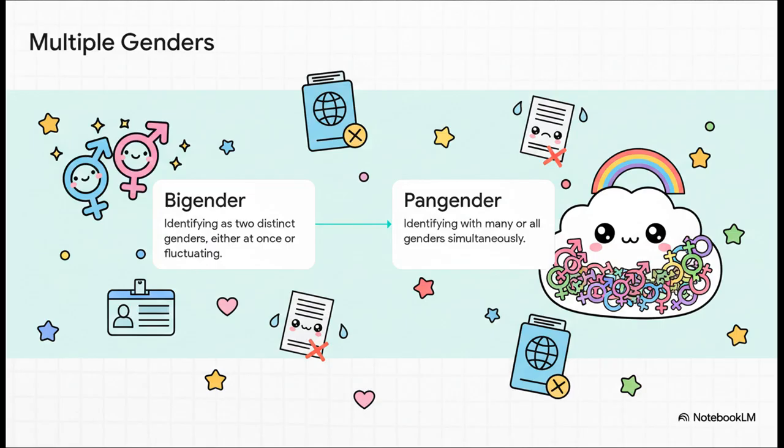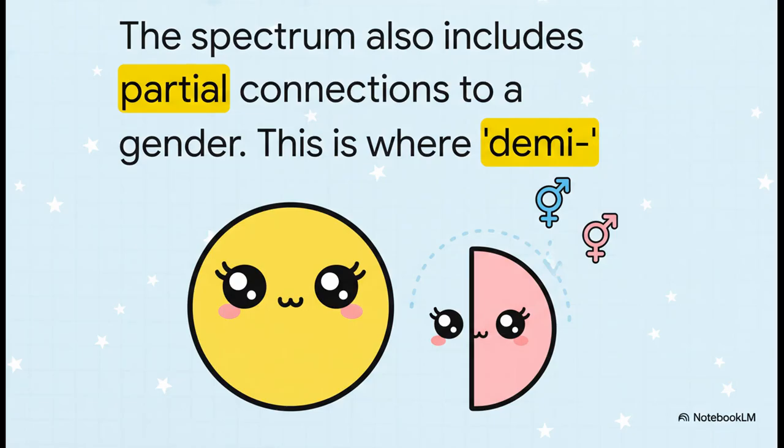Basically, no government on Earth allows you to have two, let alone all, gender markers on official IDs, which forces people into a choice that just doesn't reflect who they are. The spectrum also gets way more specific. It includes partial connections to a gender identity.